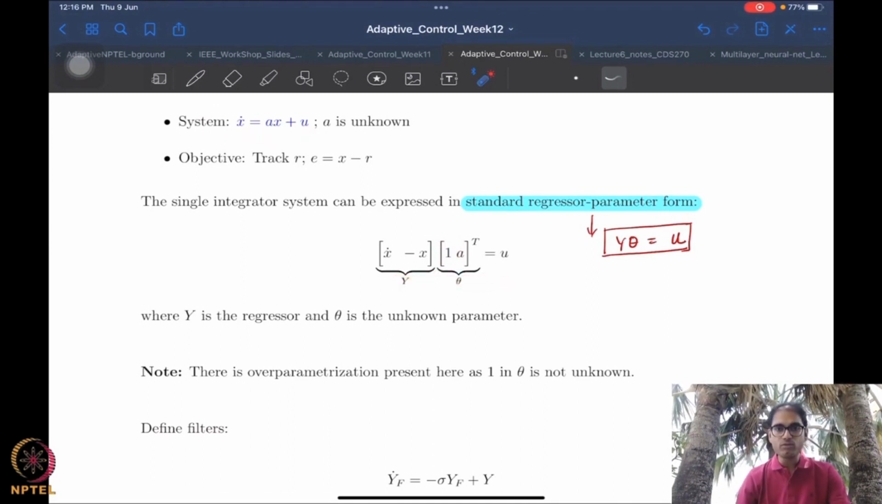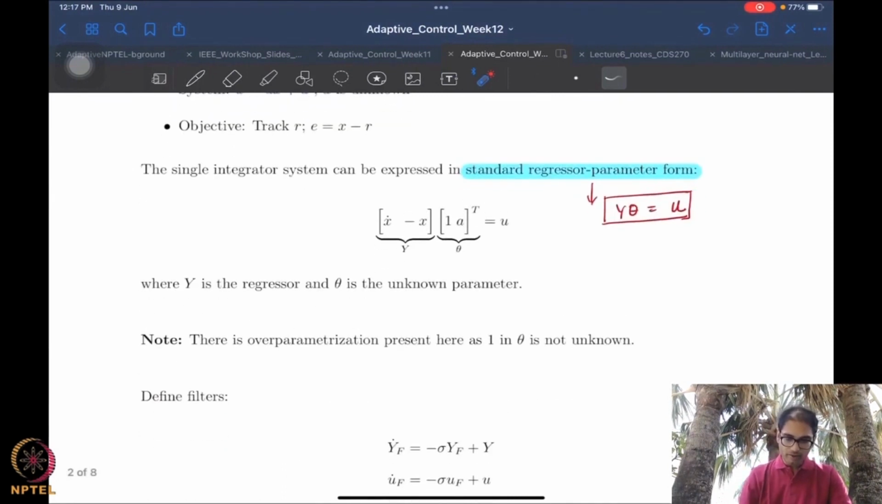This I have to do, and this is common in this initial excitation based adaptive control. We have to augment our parameter a with a 1. So there is an over parameterization. We are trying to identify something that we already know. Right? 1 is not unknown, but we will try to identify it. So already you see one disadvantage, if you may, of this method.